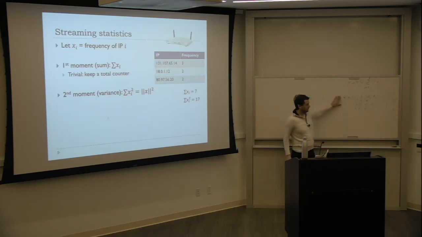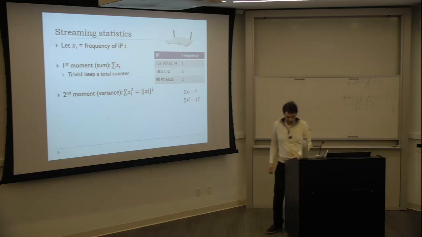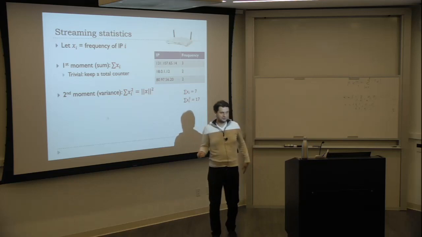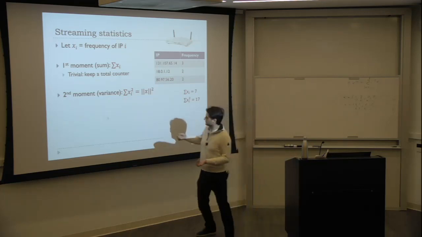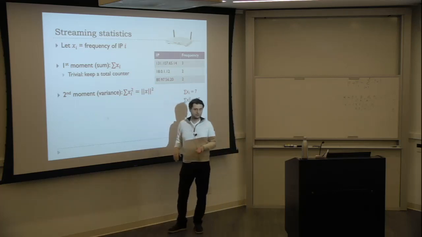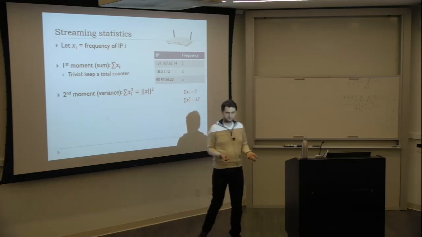So just by knowing the current second moment, we don't know how to distinguish whether it's this vector or this vector. We don't know if, when we see a second copy of IP2, the new second moment is 10 or 8. Basically what I'm saying is that when we increment some xi by 1, to know how much the second moment increases, we need to know the current value of that xi.